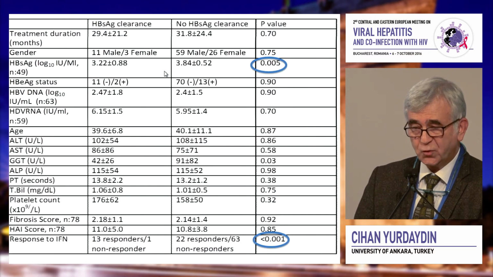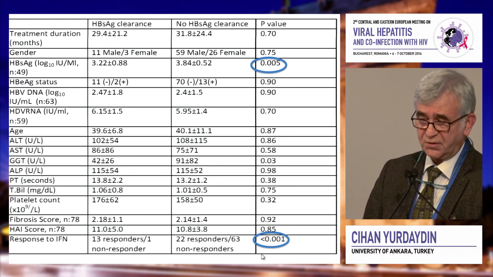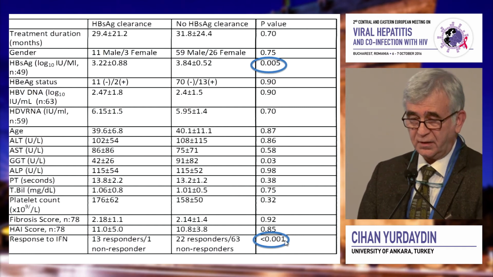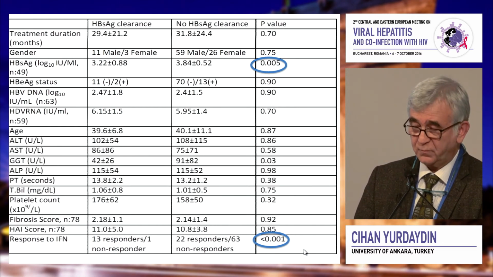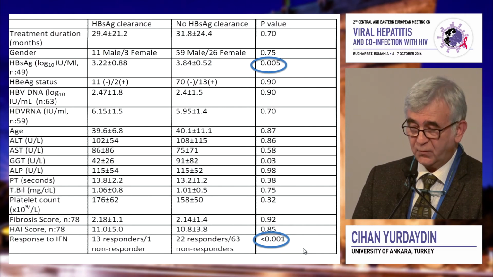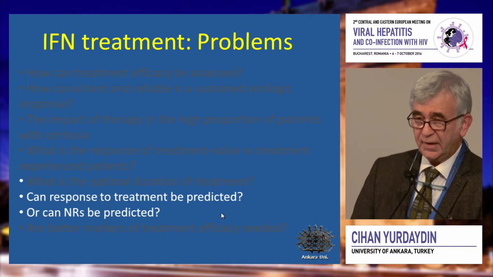And low surface antigen levels at baseline and response to interferon treatment were associated with surface antigen clearance by multivariate analysis. Response to interferon was the only independent predictor of surface antigen clearance.